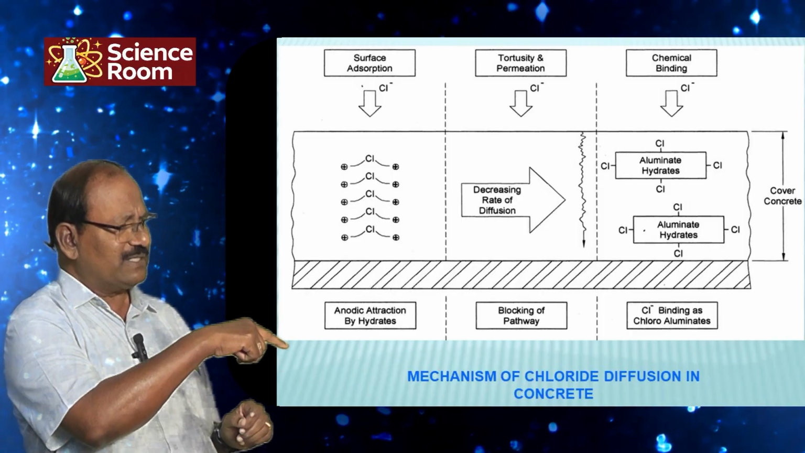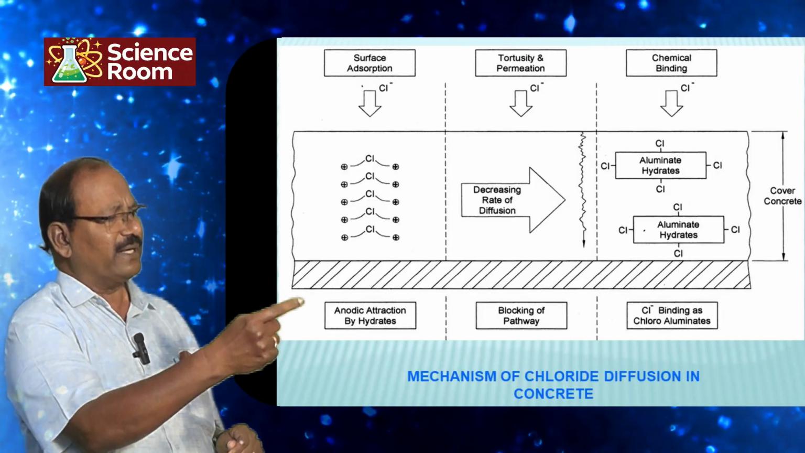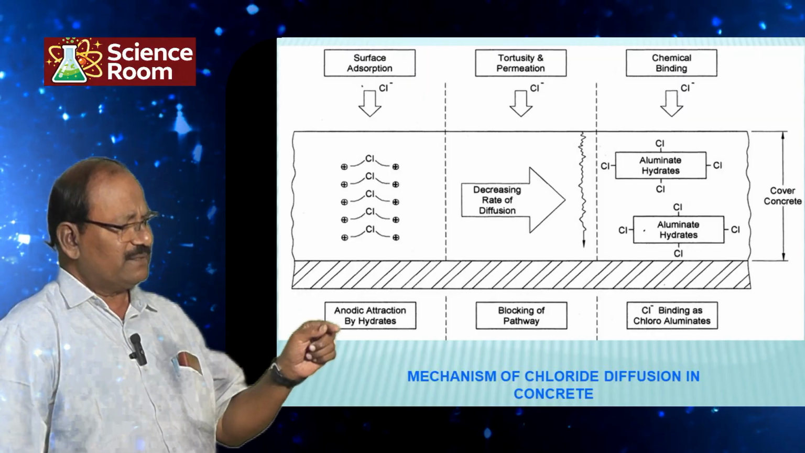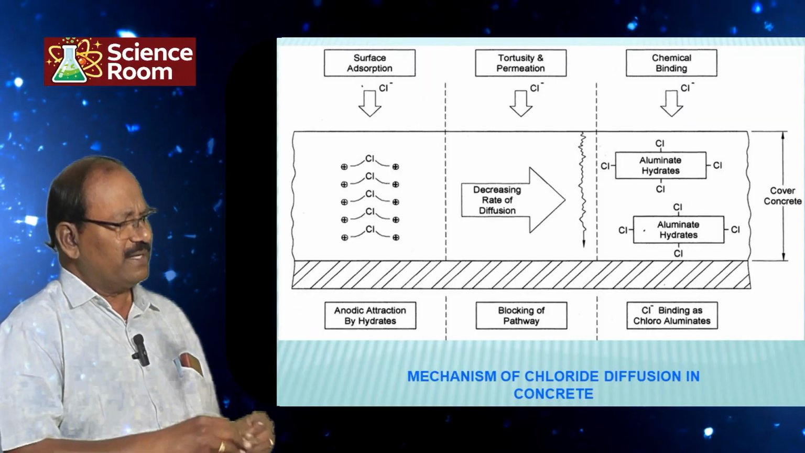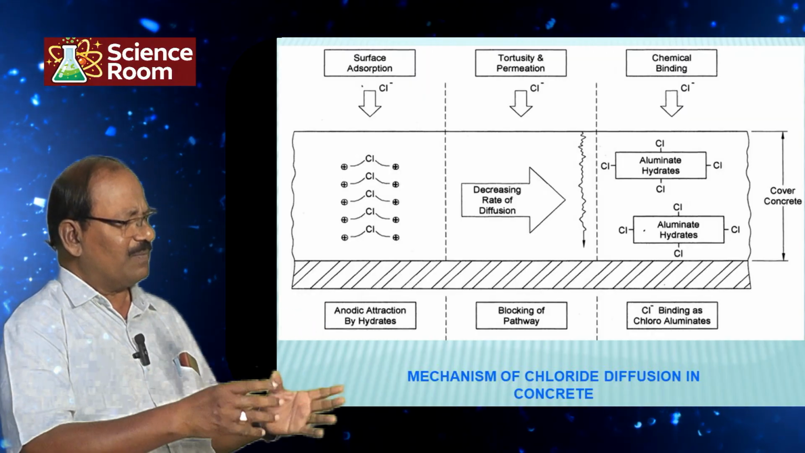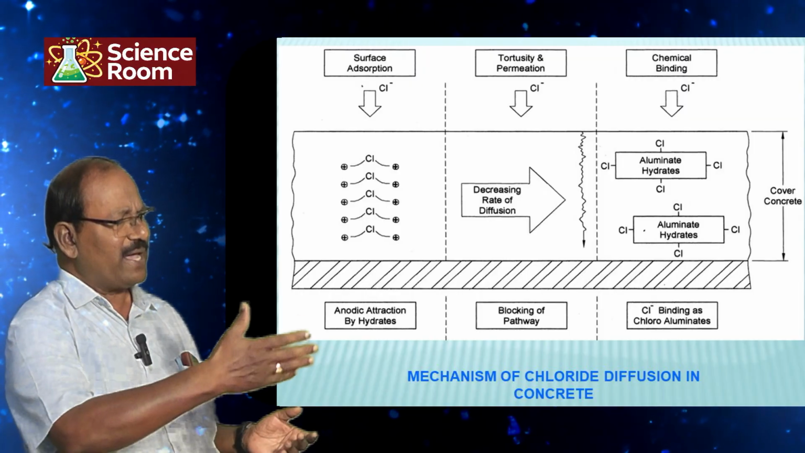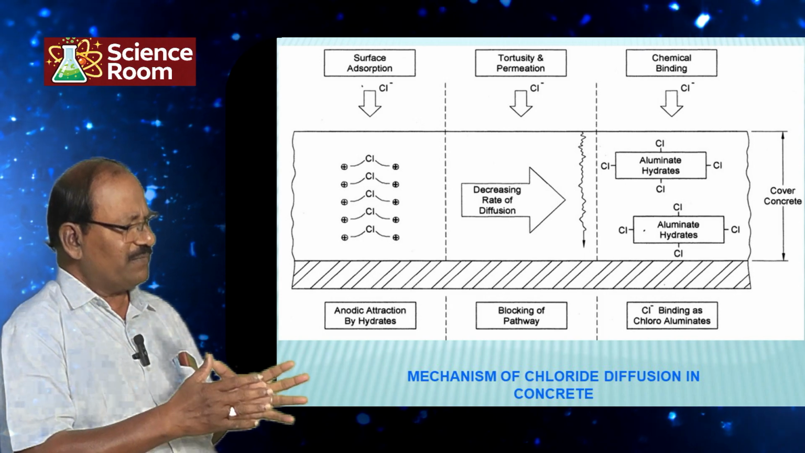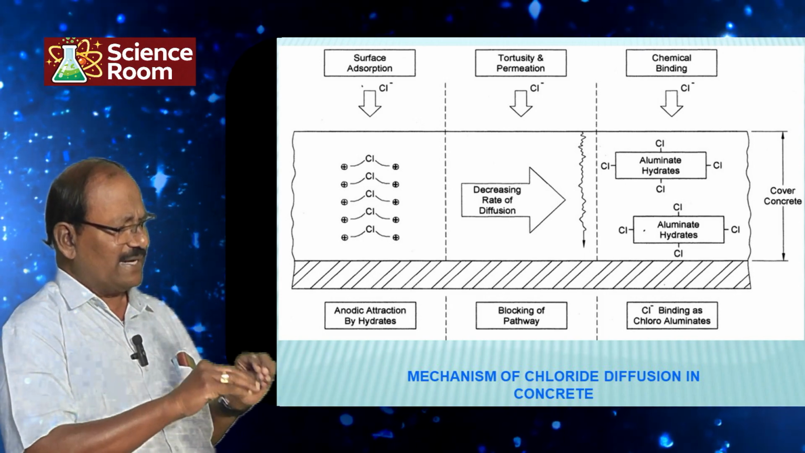The electrons will go from anode to cathode, and this way one cell is formed. If this is left unnoticed, then corrosion will continue in one place, and in other places also many anodic zones can form. So this has to be viewed very seriously. This is how the corrosion damage starts.